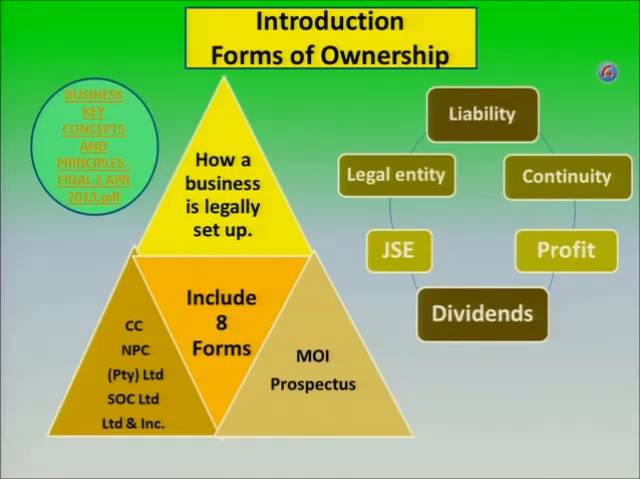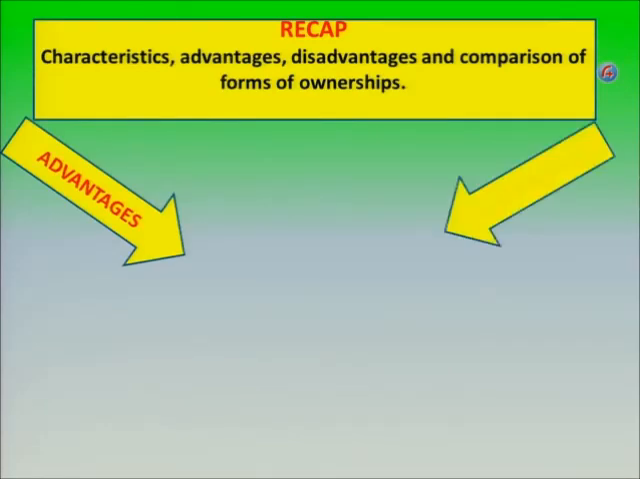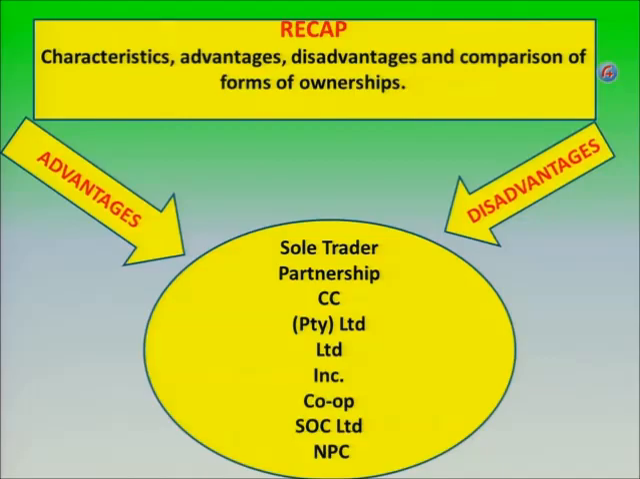But what is very important is to answer the question on the factors that contribute to the success or the failure of a form of ownership. It's important to know the different types of forms of ownership, which we have done in grade 10 as well as in grade 11. We are not going to recap the advantages and disadvantages. But we must keep in mind that we are going to do the sole trader, the partnership, the closed corporation, the private company with limited liability, as well as the public company with limited liability.